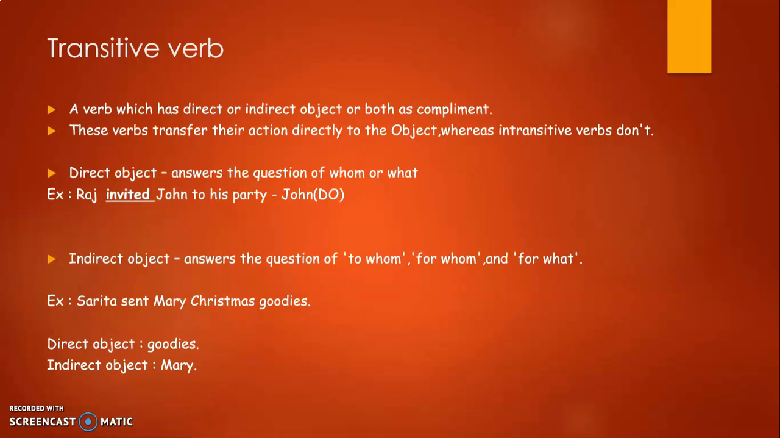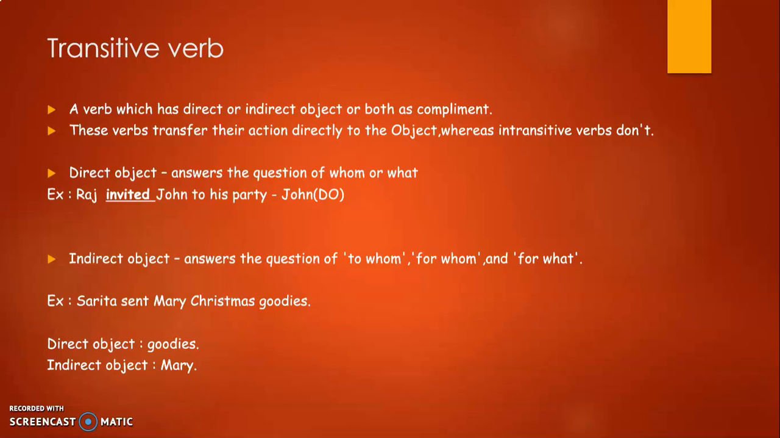In a sentence, Raj invited John to his party. Raj invited whom to his party? John. Hence, John is the direct object. He is the direct receiver of the action invited. And invited is the transitive verb, because here it has a direct object.